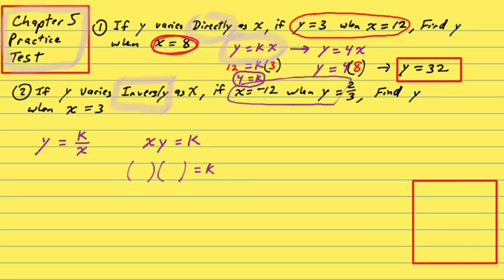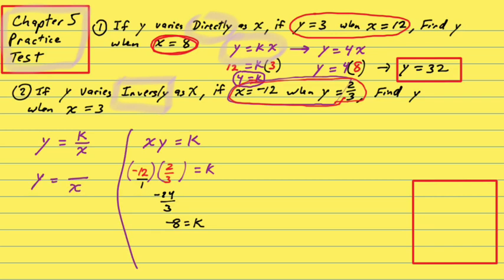What is your complete data that you're going to plug in? Again, it's right here. I'll do it in red. x is negative 12, y is 2/3. When you multiply these, you get negative 24 over 3, right? So I think that makes k negative 8. Now that you know what k is, you can substitute that into here. So what is my k? Negative 8. I have an equation now.